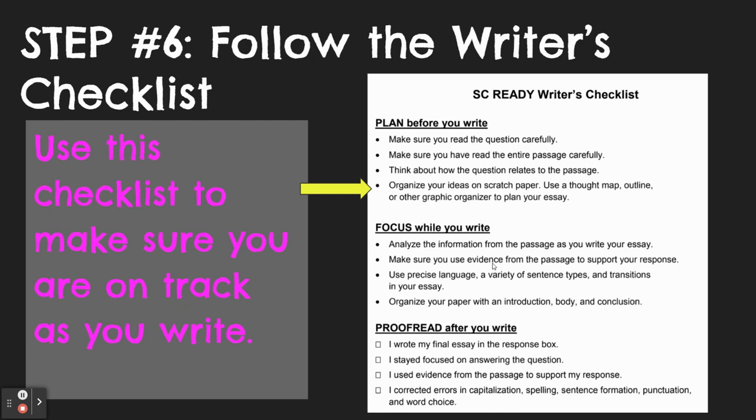There's 3 sections. The plan before you write section. This is where the organizer comes in. The focus while you write section. And the proofread after you write section. So the plan before you write says make sure you read the question carefully. Make sure you have read the entire passage carefully. Think about how the question relates to the passage, and then organize your ideas on scratch paper. Use a thought map, outline, or other graphic organizer to plan your essay. And that is the organizer that's in front of you right now.